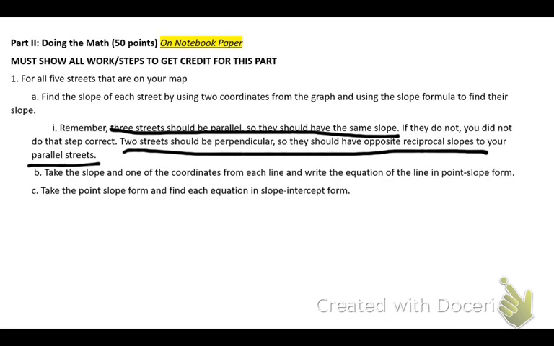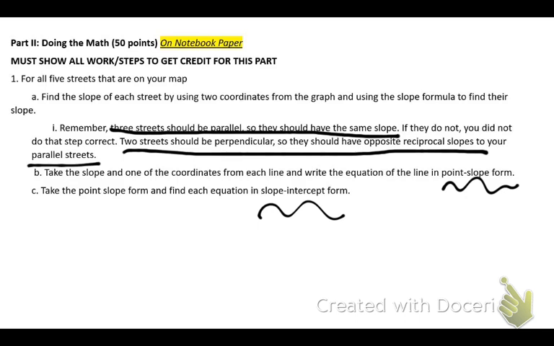Okay? So the first thing you do, you find the slope. Second thing you do, take the slope and one of the coordinate points and write the equation in point-slope formula. If you don't know what that is, it's in our notes. I would find it. Letter C, take the point-slope form and write each equation in slope-intercept form. Okay, so there are 3 parts to the math. That's it. You'll do it for all 5 lines. Find the slope, write it in point-slope, and then slope-intercept form.